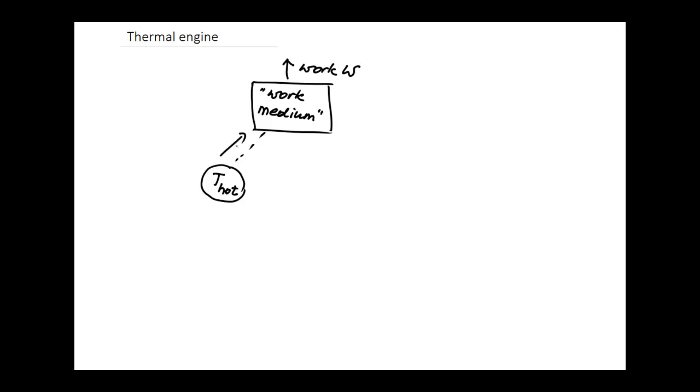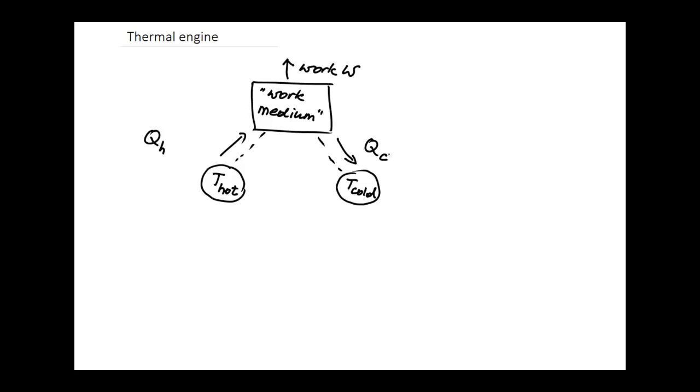From this reservoir, the work medium extracts heat, Q hot. But the work medium is also in contact with a second heat bath at a lower temperature, T cold. And it exchanges heat also with this cold reservoir. Heat flows from the work medium to the cold reservoir, and the amount of heat exchanged here is Q cold.